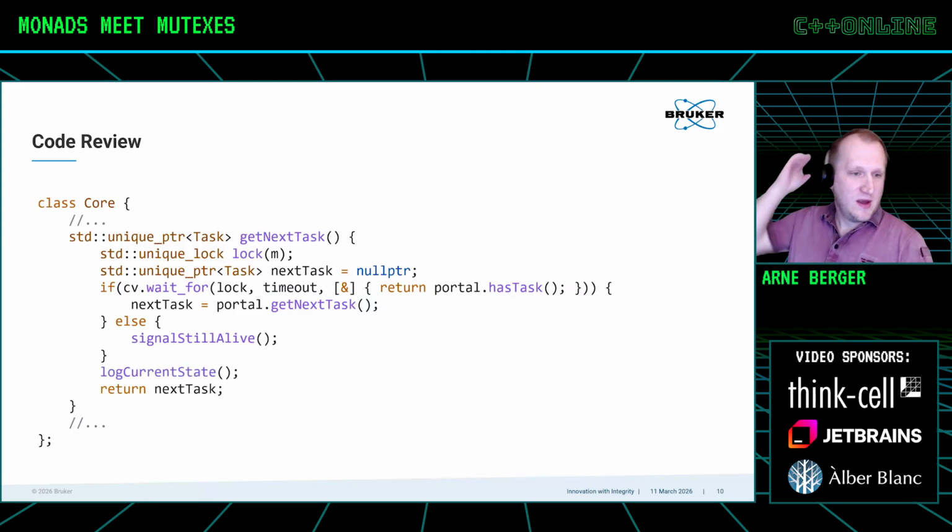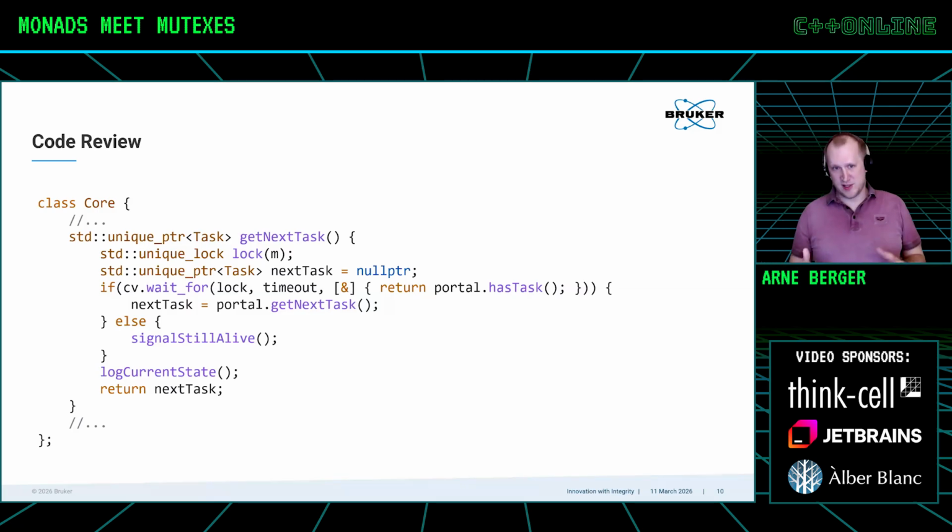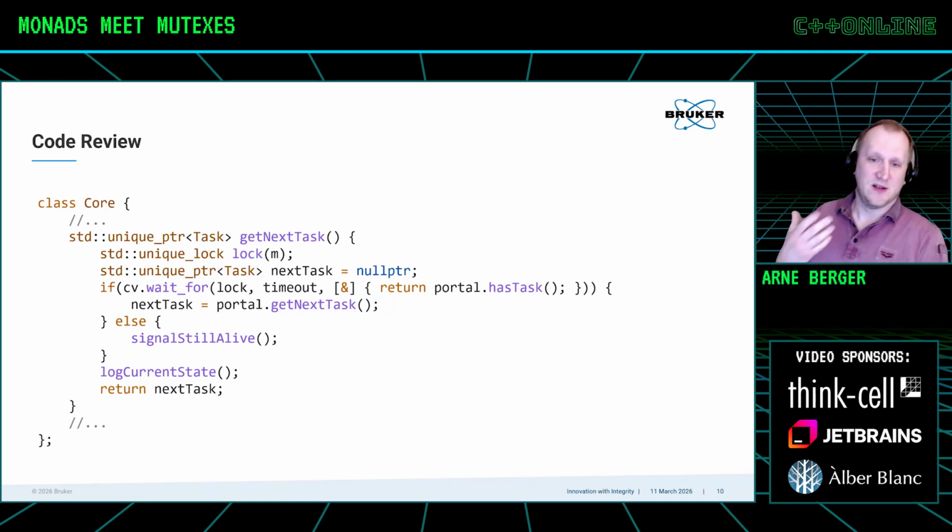And then after the whole if-else case, we log the current state and return the next task, which, as I said, might be a null pointer here. And this code is perfectly fine. It works. It has worked for many years now. And it's also expressive, so you can see what it does. That is not the problem.